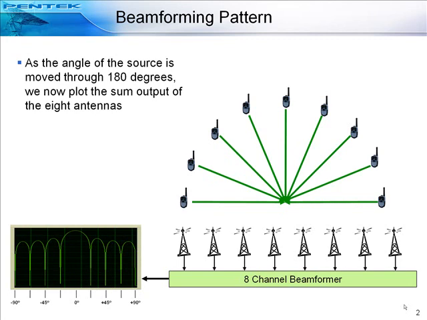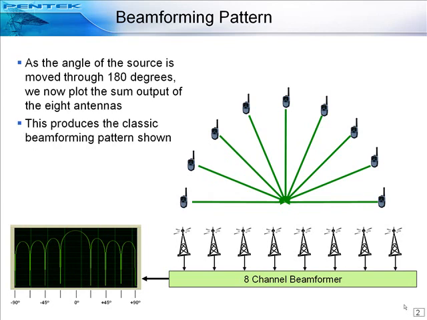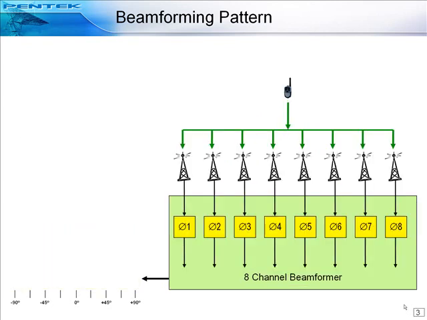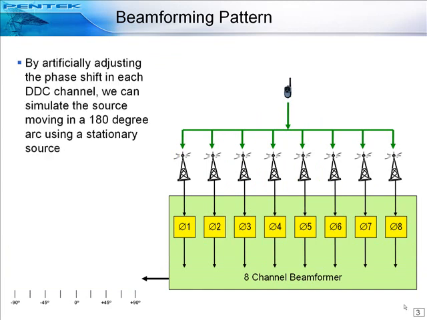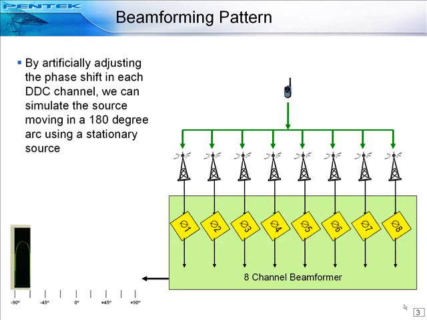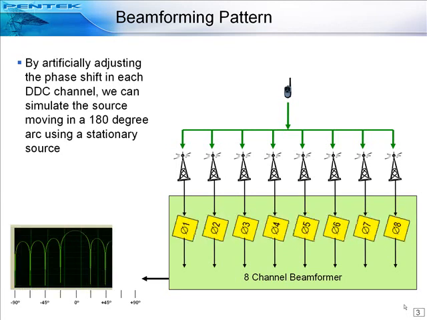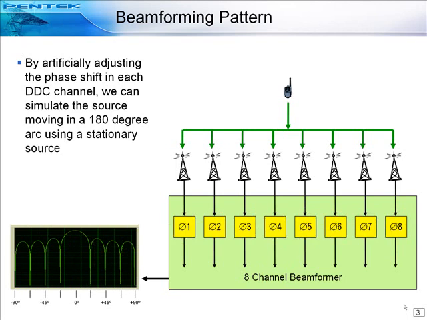Moving the source in an arc is not always easy to accomplish in a lab during development, so we can simulate this movement using a very clever scheme. Instead of moving the signal source, we can use a stationary source and artificially introduce phase shifts in each channel to simulate the delay paths of a source moving throughout the 180-degree angle of arrival. The resulting graph is identical to the previous one, as you can see, but it's far easier to achieve the testing this way than with actually moving the source. And this is a classic way of testing and characterizing beamforming systems.